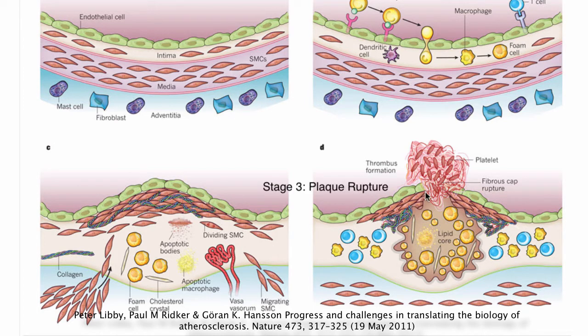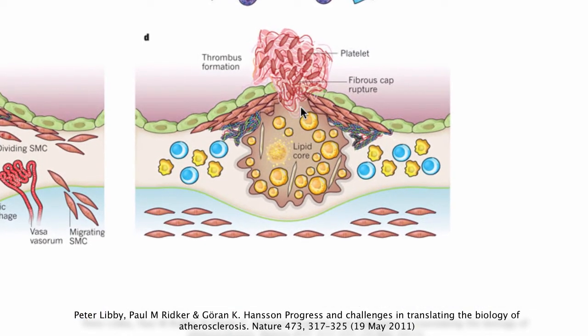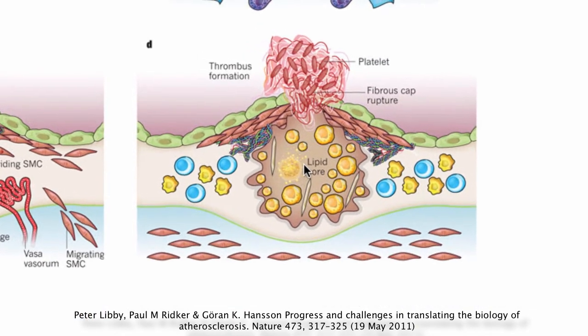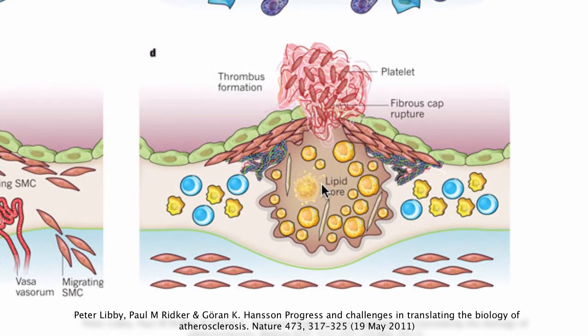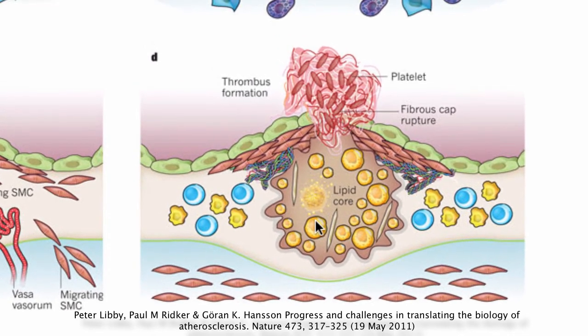Stage 3. Complicated lesion and plaque rupture. Eventually, the fibrous cap may weaken and rupture, exposing the underlying contents of the plaque to the lumen. When the plaque ruptures, it evokes the blood clotting reaction, creating a thrombus, and the body works to repair the rupture with a combination of fibrous connective tissue, inflammatory, and blood clotting components.